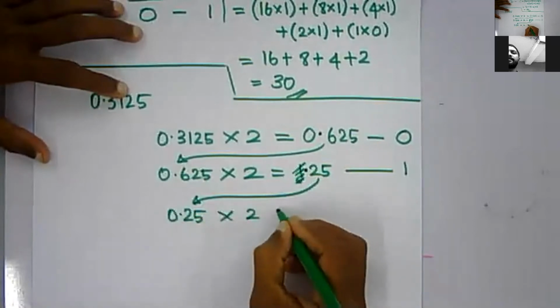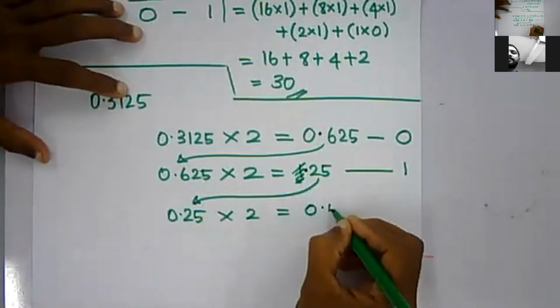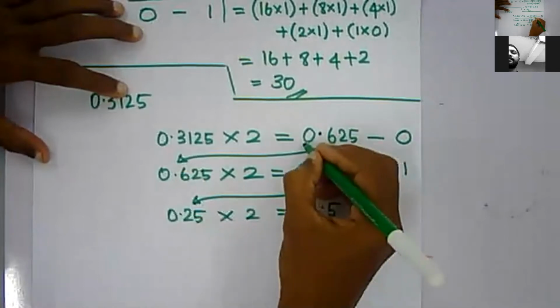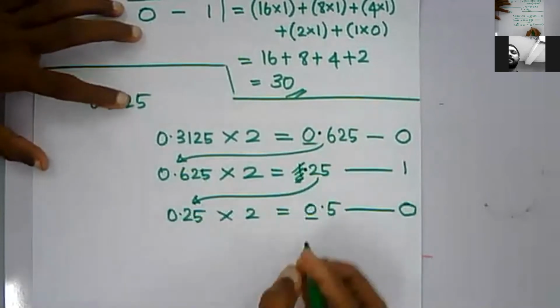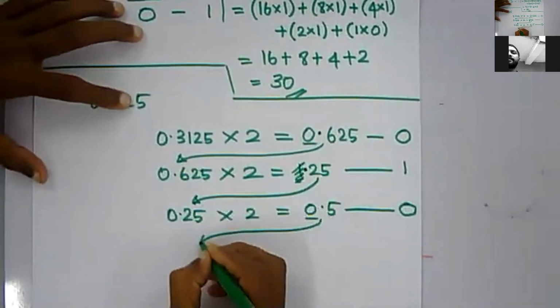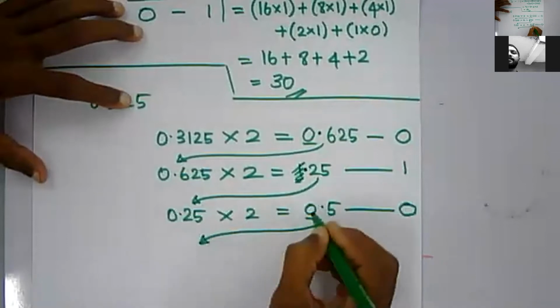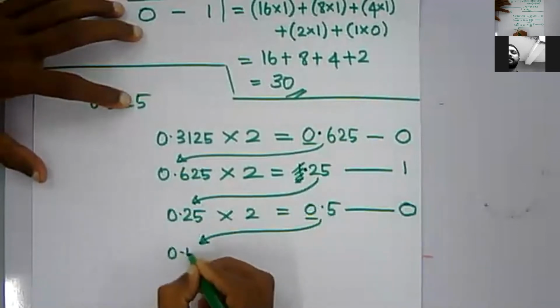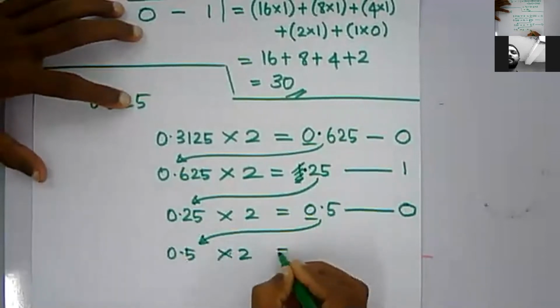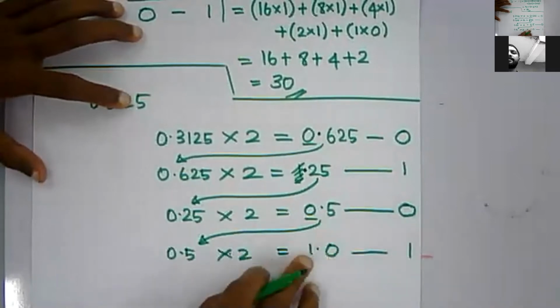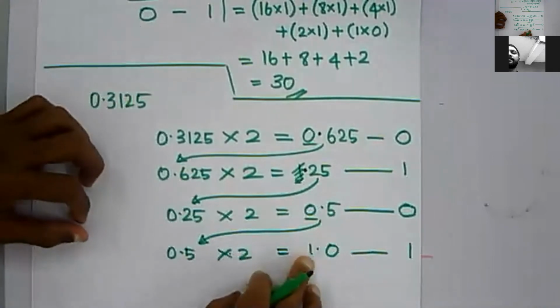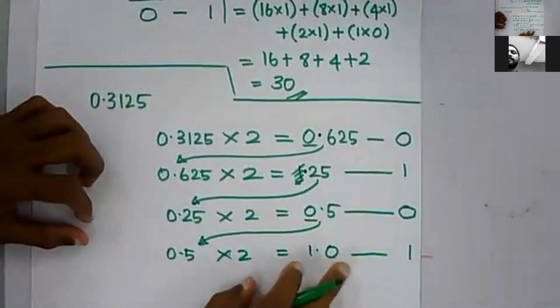0.25 into 2, which becomes 0.5. So here I have 0. So again, I will write it as 0. Now I need to multiply that by 2. So 0.5 into 2 is equal to 1.0. If I put 1 there, I have 0 left. Am I right? I have 0 left.